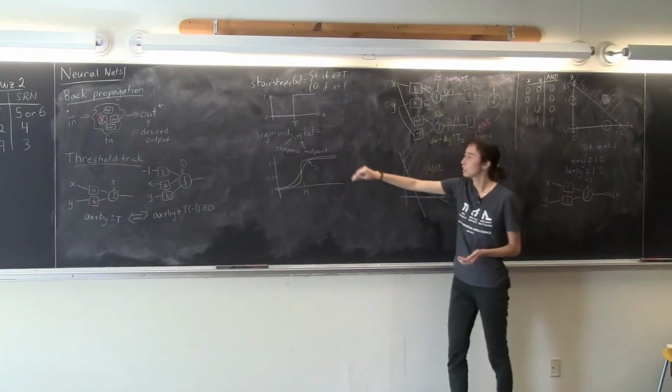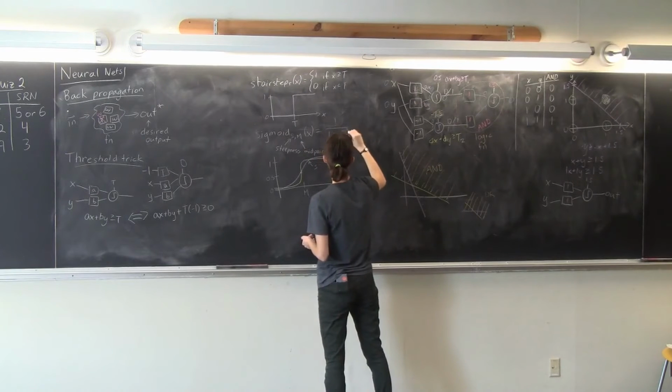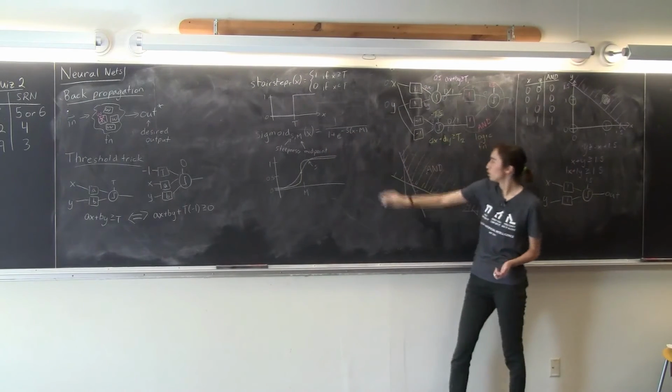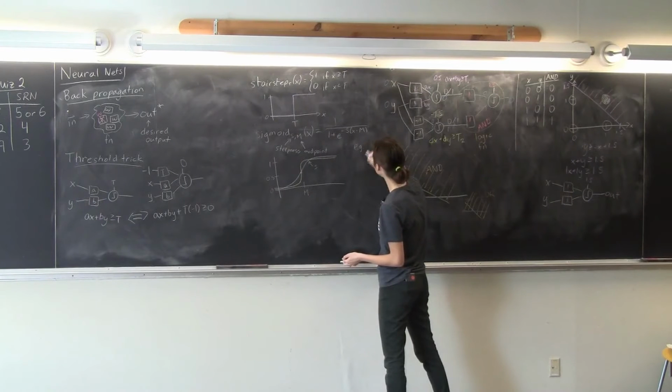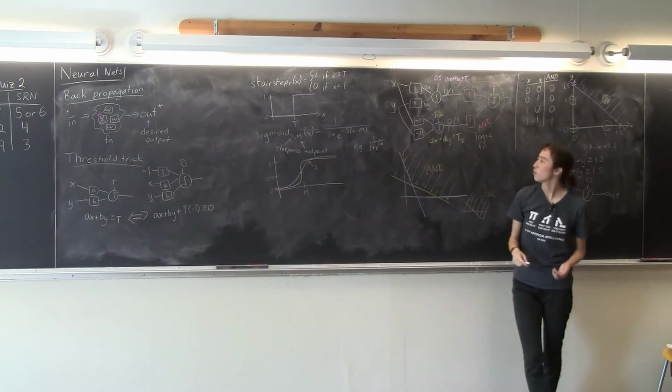So the general form of the sigmoid equation is 1 over 1 plus e to the negative steepness times x minus the midpoint. And a simple example of a sigmoid is 1 over 1 plus e to the negative x. So just generally this shape of function.